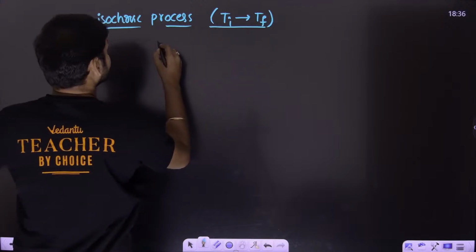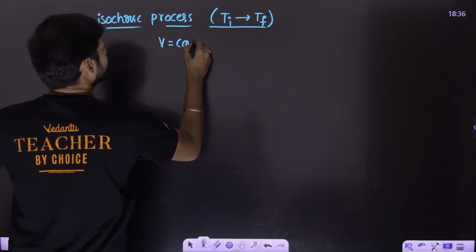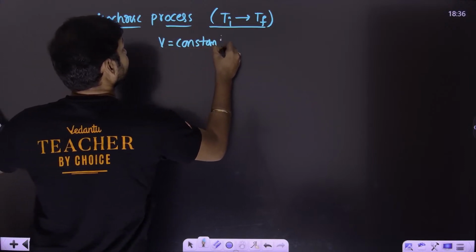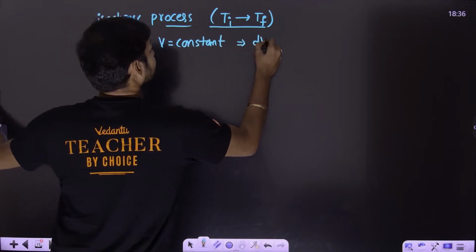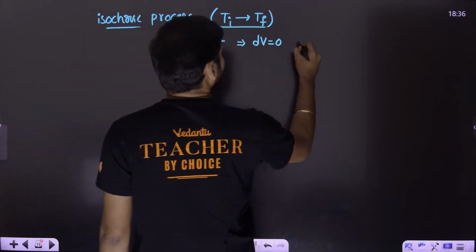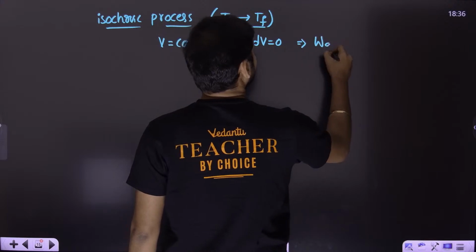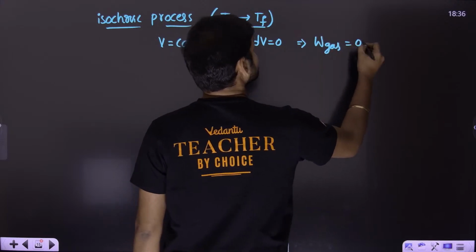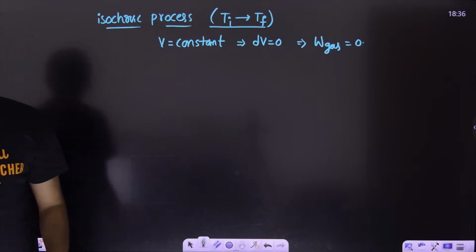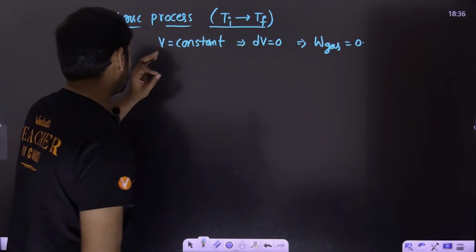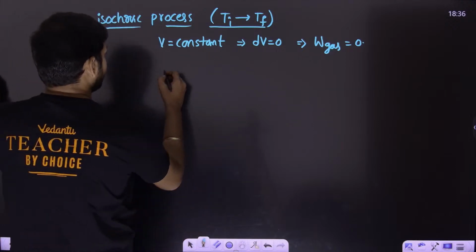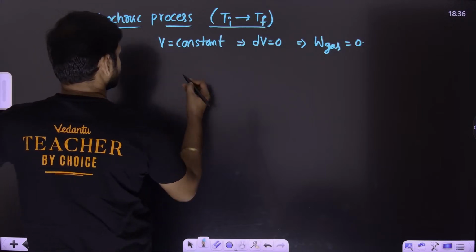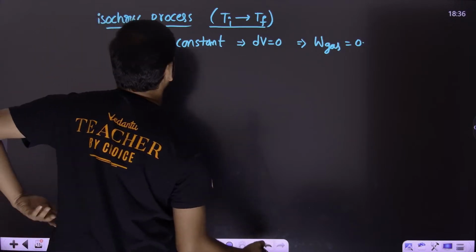What is the advantage of an isochoric process? Volume is constant. If volume is going to be constant, what will be the change in the volume? Zero. Then what is the work done? Work done by the gas is going to be zero because volume is not changing at all. Now, for an isochoric process, delta Q can be written as what?